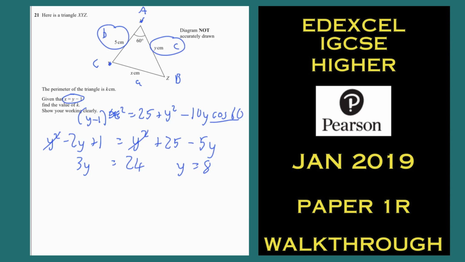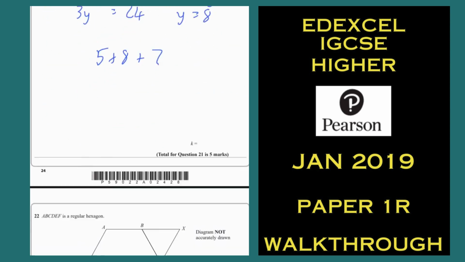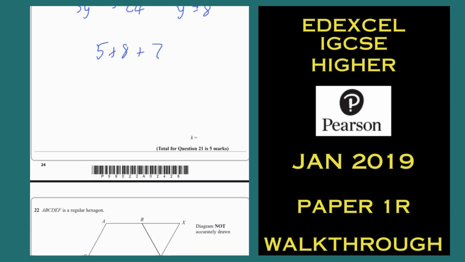Don't rejoice just yet. It wanted the perimeter because the perimeter is k and it says find k. So y is 8, that's this side there. X is 8, take away 1. So it's 5 plus the 8, take away 1, so we've got 7. The perimeter of that triangle is 20.